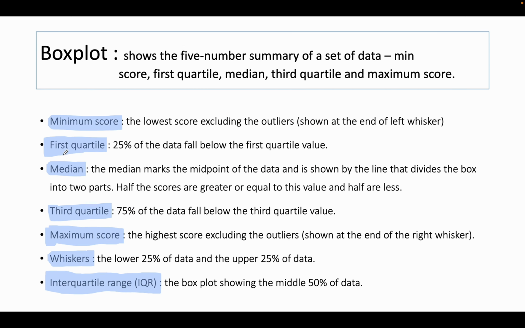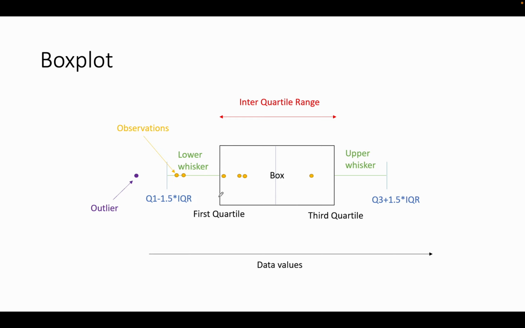Next we have the first quartile. 25% of the data fall below the first quartile value. So this is the first quartile, and this data is constituting 25% of the total data set. So this is the first quartile value.